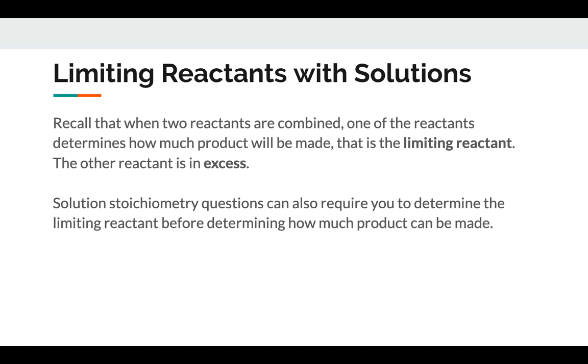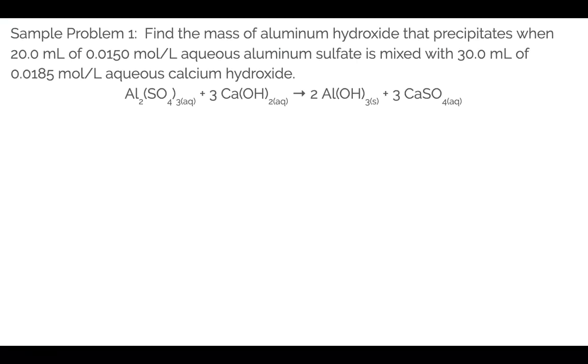And the other one is called the excess reactant. So when you're doing solution stoichiometry questions, you may also have to figure out the limiting reactant before determining how much product can be made. And just like before, this occurs when you're given information about both reactants. So let's look at some examples.